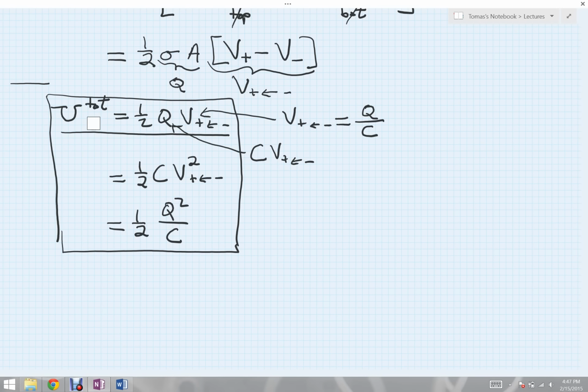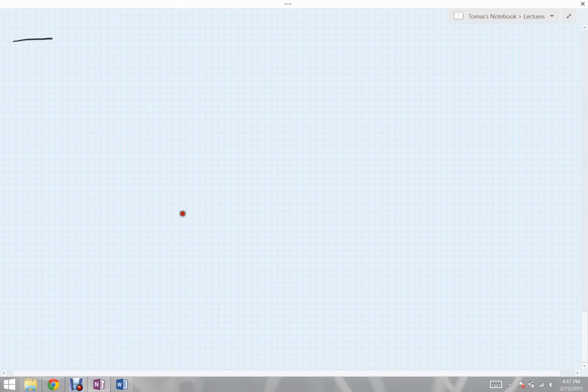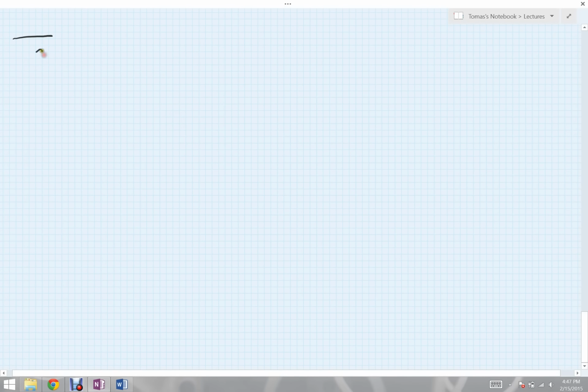So let's try to compute. Our goal now is to compute the charging energy of a capacitor and then compare it to our formulas for the potential energy stored in a capacitor. So let's take a look at this particular question of charging energy for the capacitor.